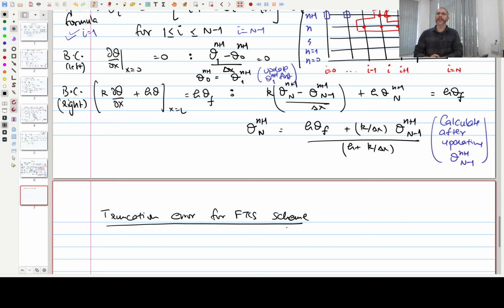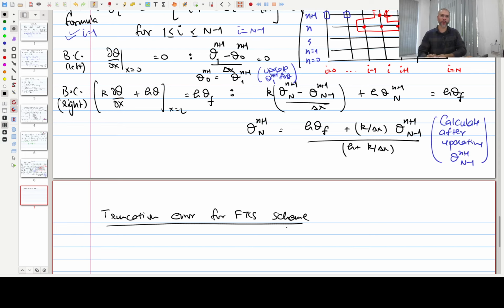So let's talk about the truncation error for the forward time center space scheme. Truncation error arises because, while converting the differential equation to the difference equation, we are approximating the derivatives, and because of that approximation we get some error. So we truncate the Taylor series to only one term. We do not take the second derivative onwards, so that results in error.